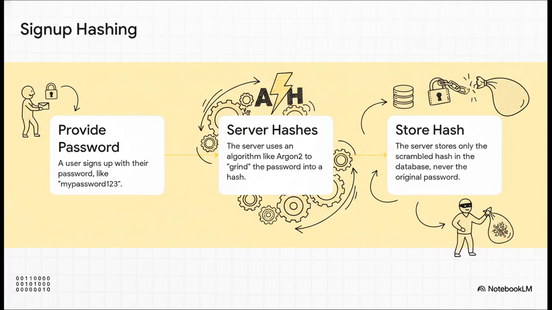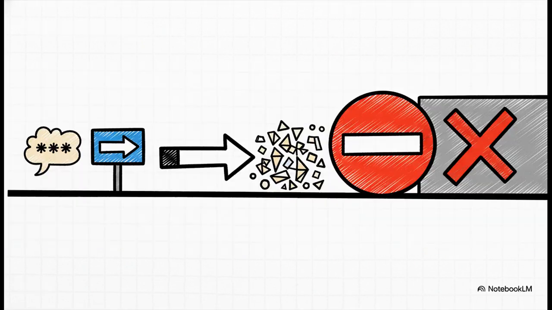So even if a hacker gets their hands on the entire database, what do they find? Just a bunch of useless coffee grounds, not your password. And that is the whole point. Hashing is destructive by design. Its job isn't to hide information, it's to verify it. So when you log in again, the server just grinds the password you just typed and checks if the new grounds match the old grounds. That's it. It never needs to know what the original bean was.